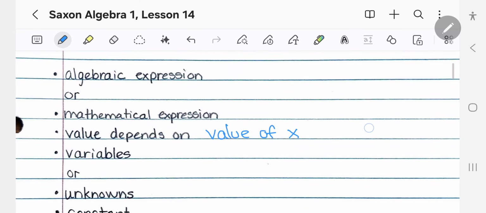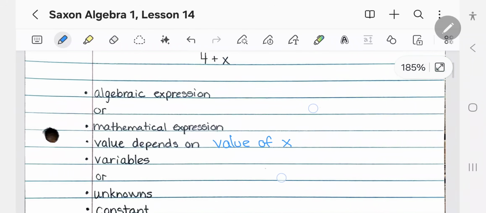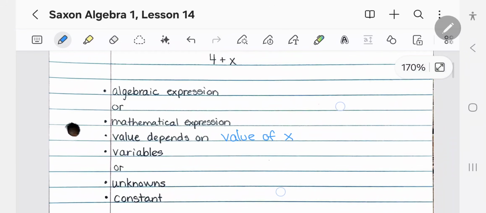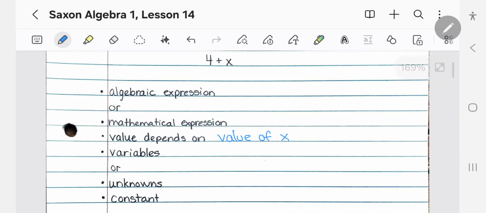And we talked about variables. Variables can also be called unknowns because we don't know the value. Sometimes we have to find out what it is. So the book will use those interchangeably. And then there's also a constant in this algebraic expression, and that would be the 4. Okay, the 4 is a constant because 4 equals 4 equals 4. But the x is a variable because we can say x is a different value each time. Okay, but 4 is called a constant.